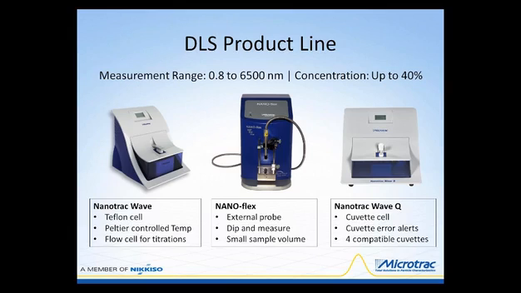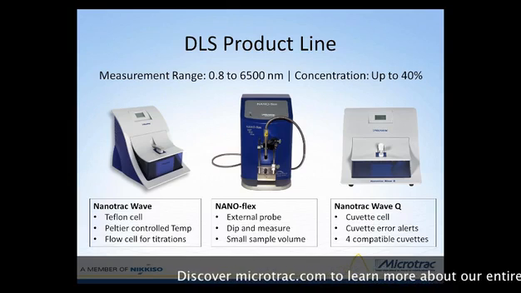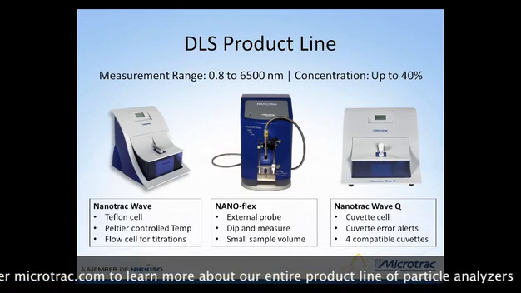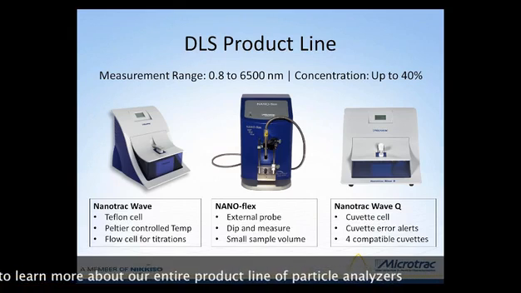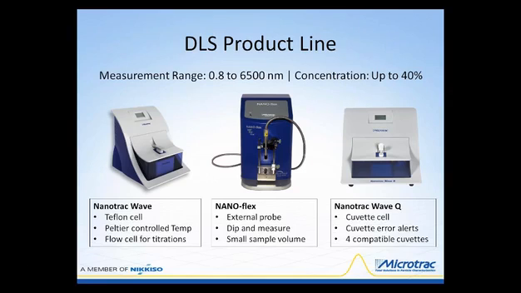And then on the right is the Microtrac Wave Q, which is our cuvette version of our DLS analyzer. One of the things that's unique about our system is we have cuvette error detection alerts, which basically says there's either a smudge or your cuvette's not inserted properly, and it will not let you make a measurement until you fix the orientation of your cuvette. It also comes in 4 compatible cuvettes, a 1,000 microliter macro volume, which is made out of plastic, a 1,000 microliter glass cuvette, a semi-micro that's 300 microliters that's made out of plastic, and then our 50 microliter cuvette.